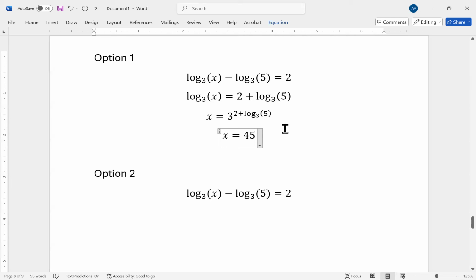By the way, there's a bunch of different ways you can rewrite this as well. You could think of this as 3 raised to the 2 power times 3 raised to the log base 3 of 5 power. And notice that 3 squared is 9. 3 raised to the log base 3 of 5 is 5. 9 times 5 gives us 45. So this one we could do by hand as well if we wanted to.